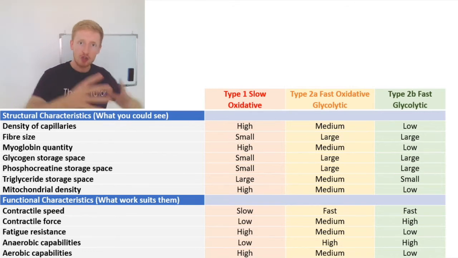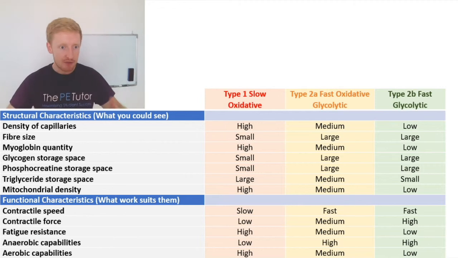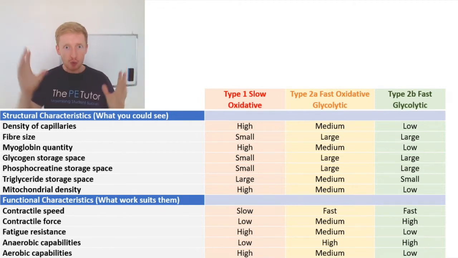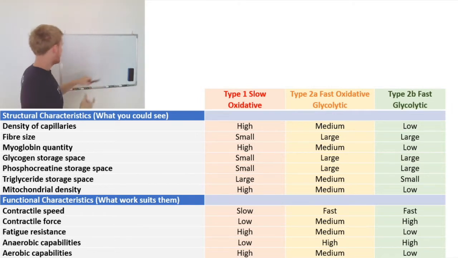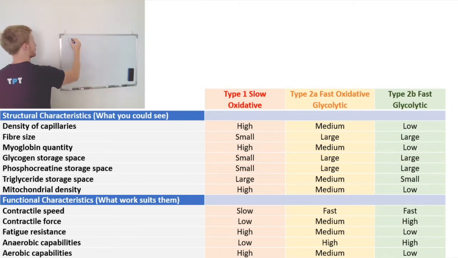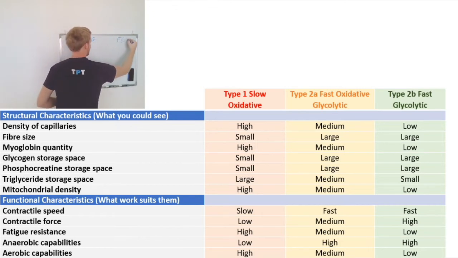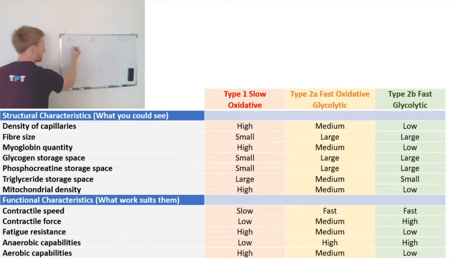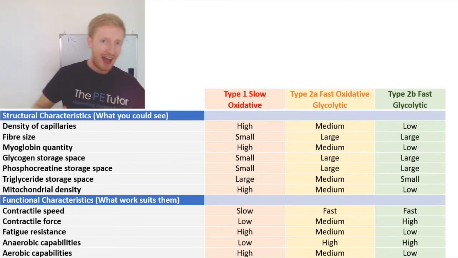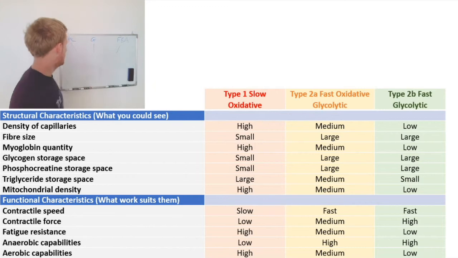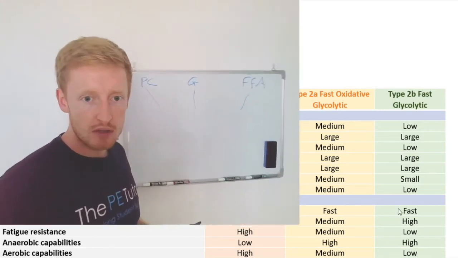We've got glycogen, space for phosphocreatine, space for triglycerides. Remember all of those fuels that we broke down, where we had our phosphocreatine, we had our glycogen, and we had our free fatty acids, all three of which get funneled into energy systems, possibly anaerobic, maybe aerobic. But it's these three fuel systems, I'll make myself larger.